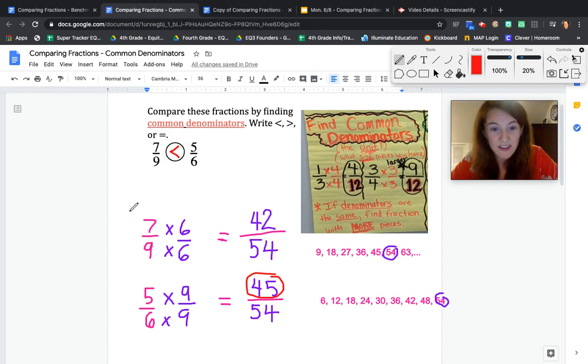Remember, when you solve this, make sure you show your work for your teacher so they don't think that you cheated. So that's finding common denominators.